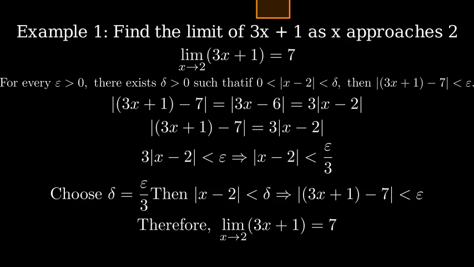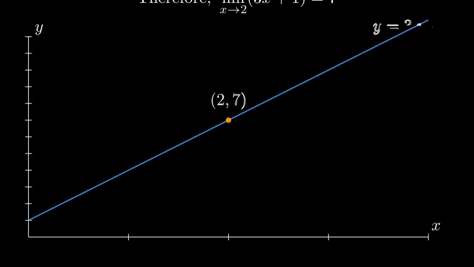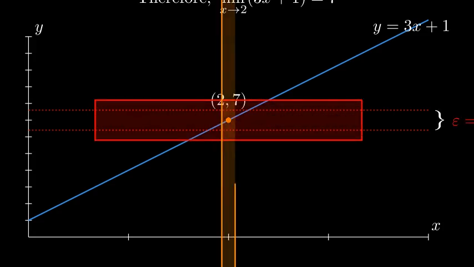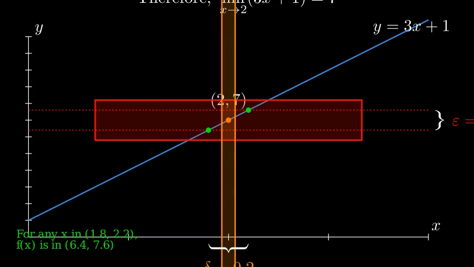Let's visualize this example. Here's the graph of y equals 3x plus 1. The point 2, 7 is highlighted, which is where we're finding the limit. If we choose an epsilon, say 0.6, then the corresponding delta would be epsilon divided by 3, which is 0.2. We can verify that for any x within delta of 2, so between 1.8 and 2.2, the function value f of x is within epsilon of 7, so between 6.4 and 7.6.